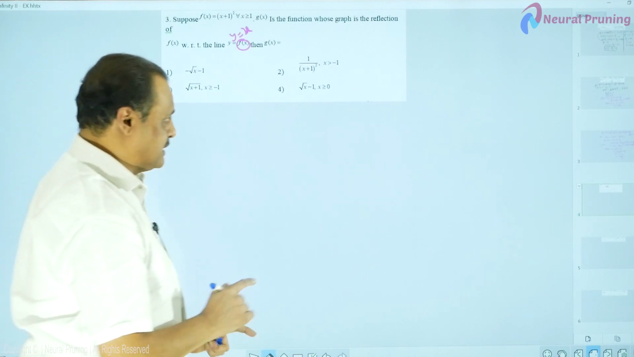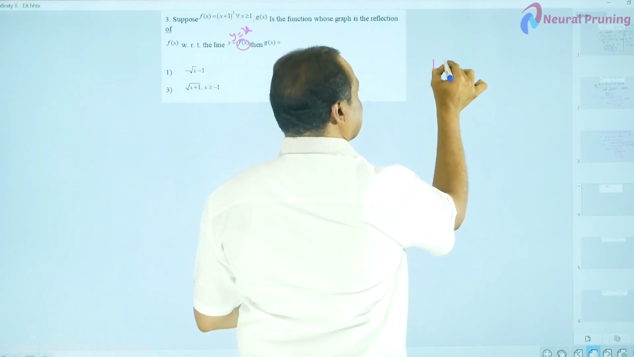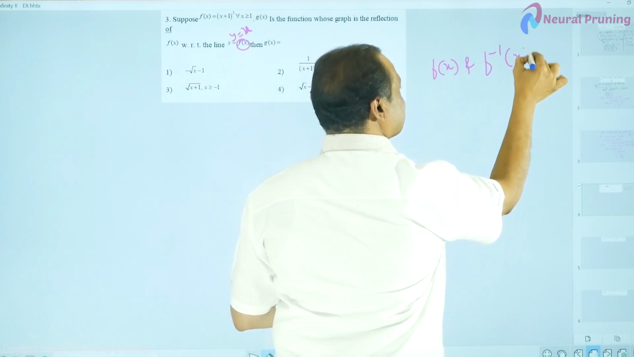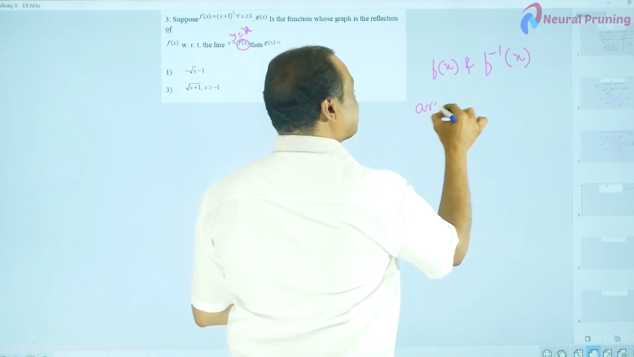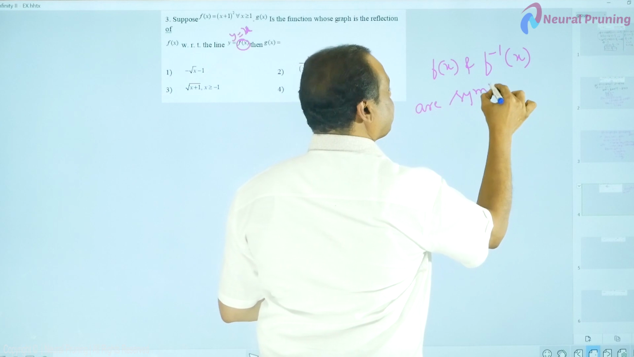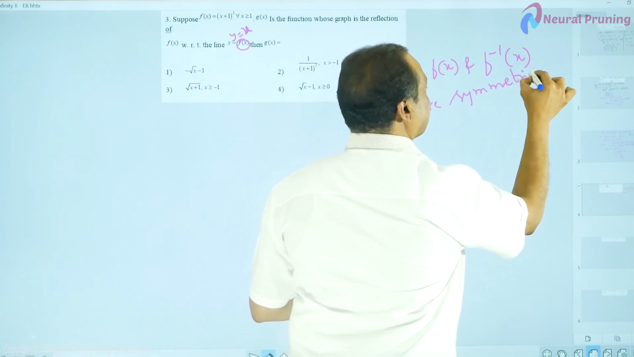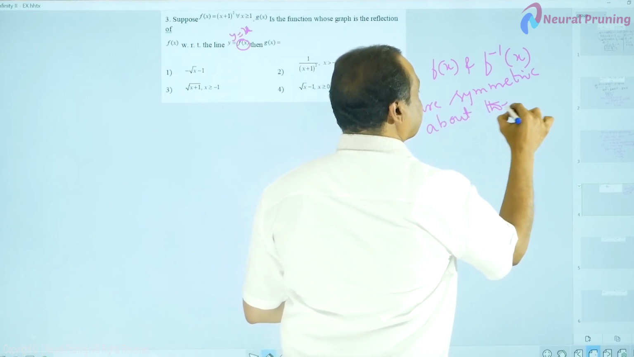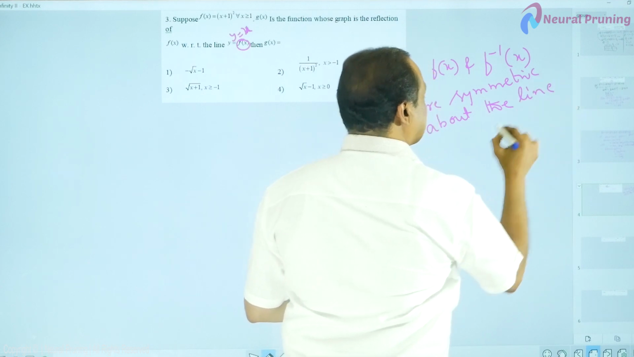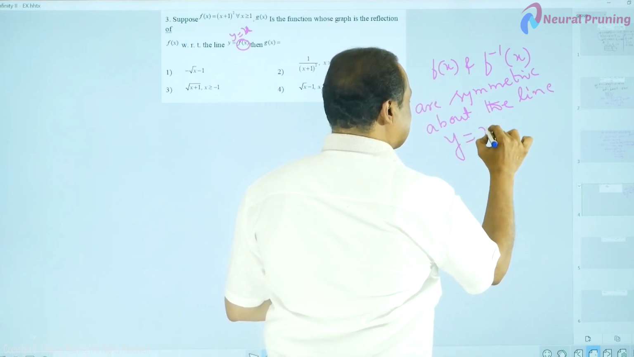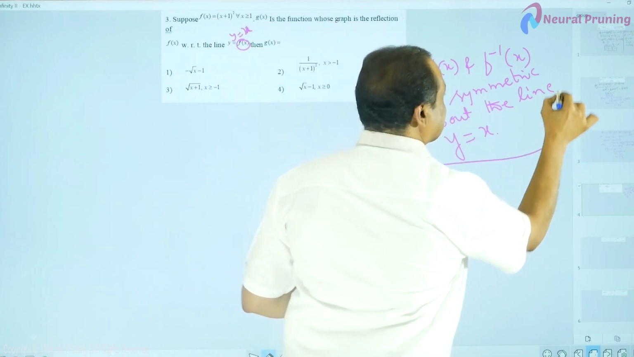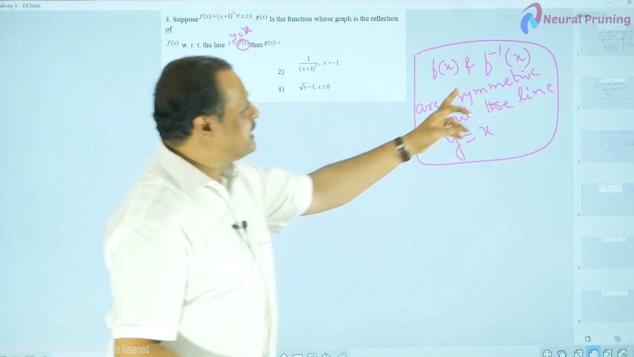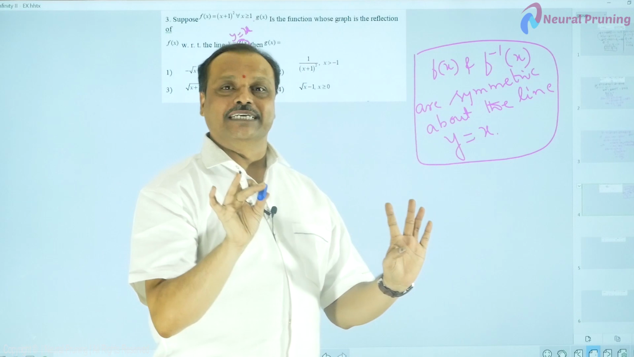The prerequisite for this example is, I will write that statement: f of x and f inverse of x are symmetric about the line y is equal to x. This happens to be the prerequisite to solve this particular problem. A given function and its inverse are always symmetric about the line y is equal to x.